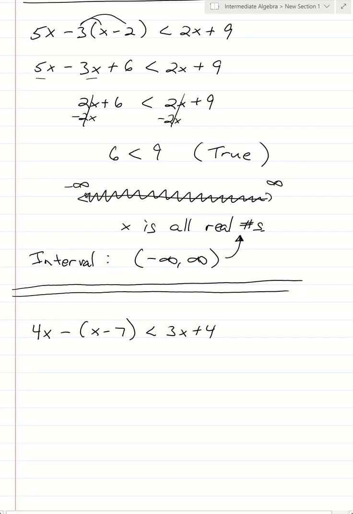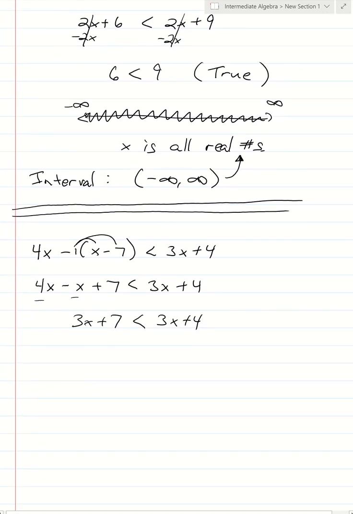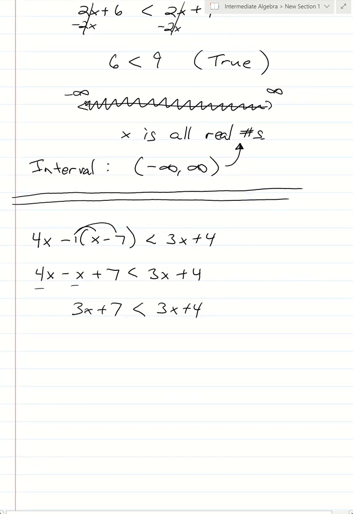Okay. Well, for starters, step 1 tells me I would have to distribute this understood negative 1. So that would give us 4x minus x plus 7 is less than 3x plus 4. I'm going to still perform step 1, and then combine the like terms on the left side. 4x minus x gives you 3x plus 7 is less than 3x plus 4. Step 1 is done. Step 2, let's get the variable on one side. I will subtract 3x over. And now we are left with, on the left side, the number 7. On the right side, we are left with the number 4.